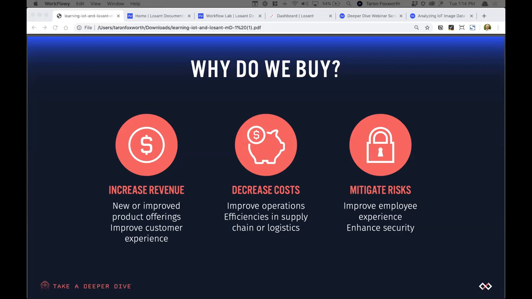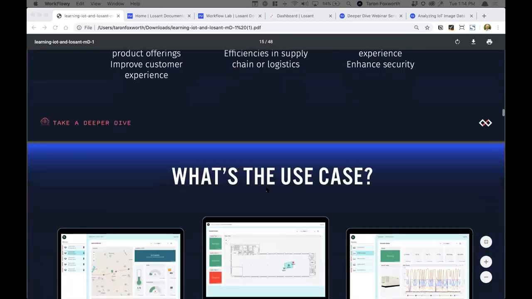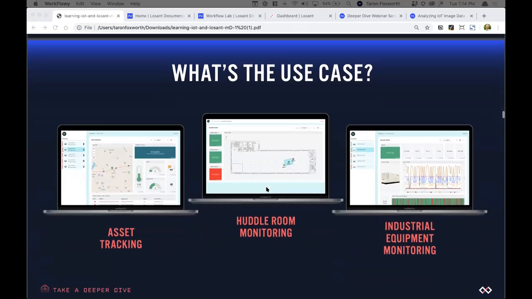And the third one, I like this because this one's the most obvious one, is mitigating risks. Once we monitor things, we're able to manage our risk on an entirely different level. And IoT gives us the tools to do that. But understanding why we buy is the first step.